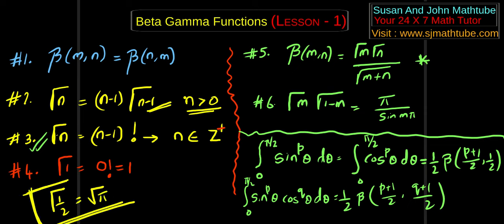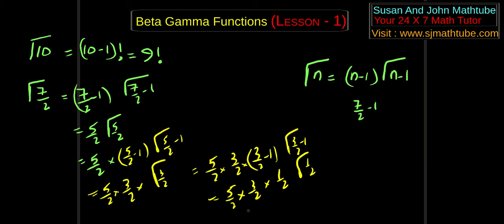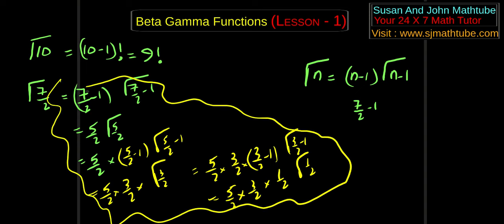Okay, so you can add this here. Gamma 1 by 2 equals root pi, and that will be 5 into 3 into 1 by 2 into 2 into 2 into root pi. That's it. But I don't like this method. I'll give you a shortcut.